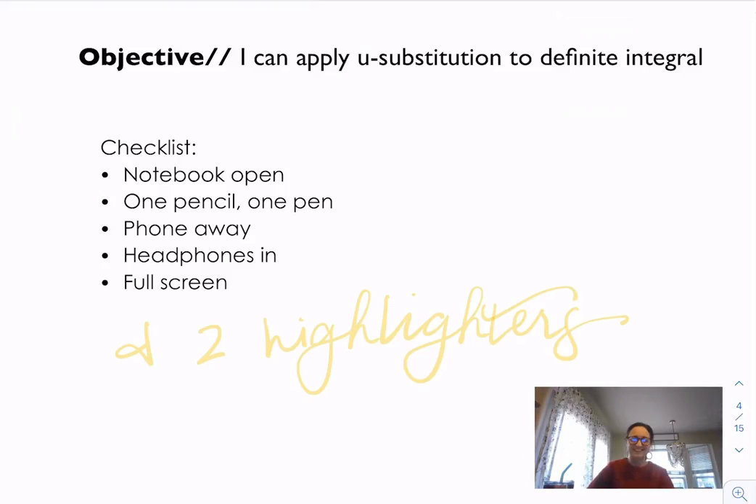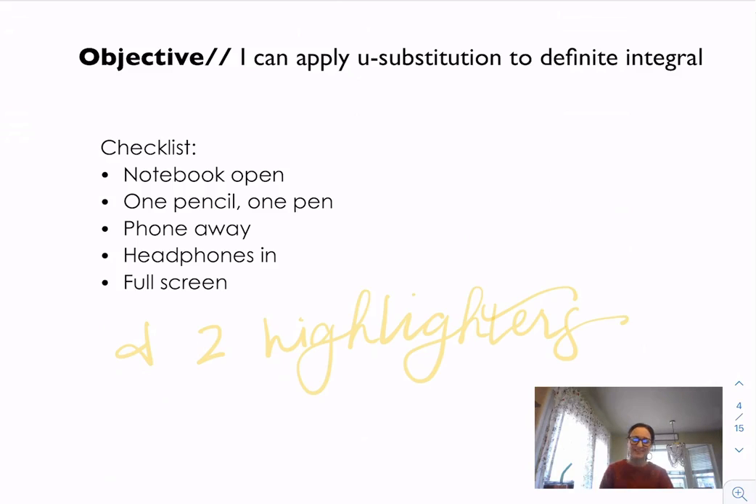Welcome back, Calculus. This is our last formal objective of Unit 5, and we're just going to continue on with u-substitution, but this time we're going to apply it to definite integrals, so values with an a and a b. I've got the checklist on the screen. I still recommend a couple highlighters if you're finding that valuable for the u-substitution part.